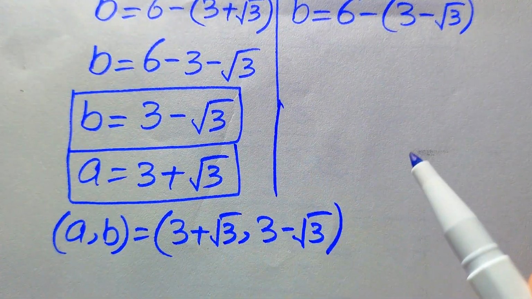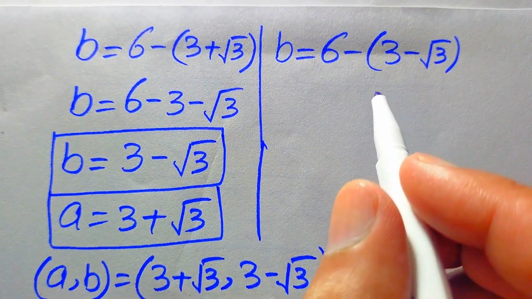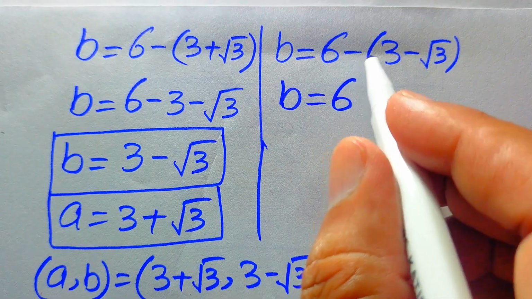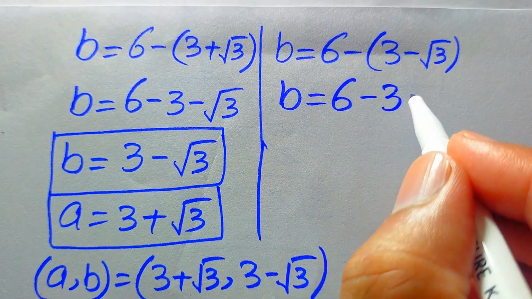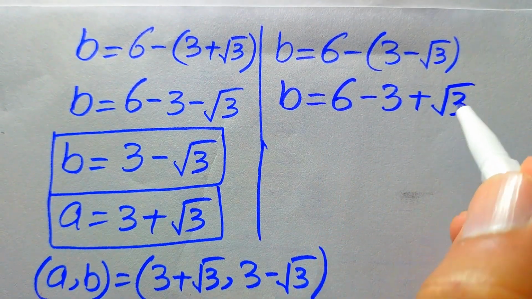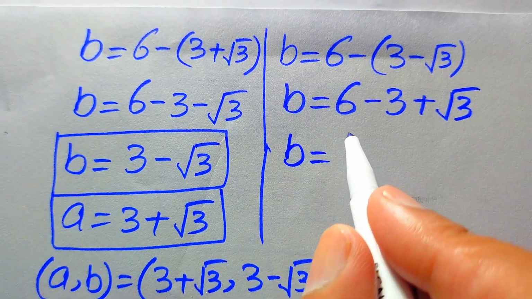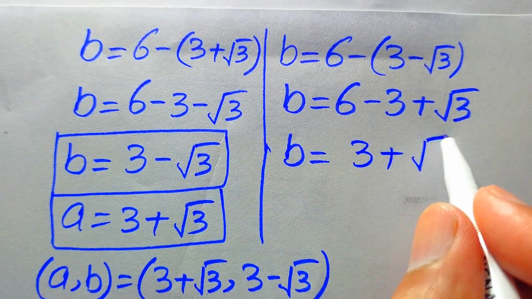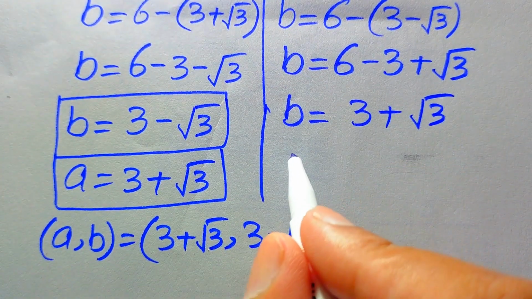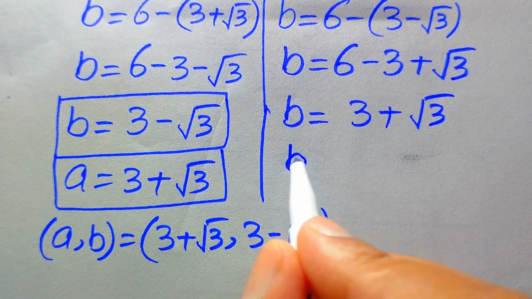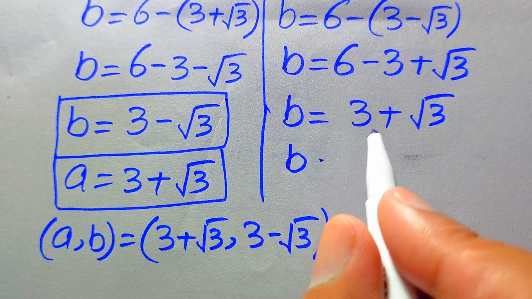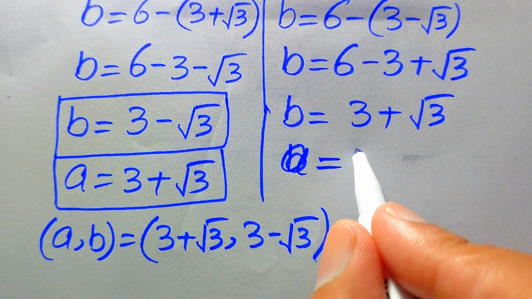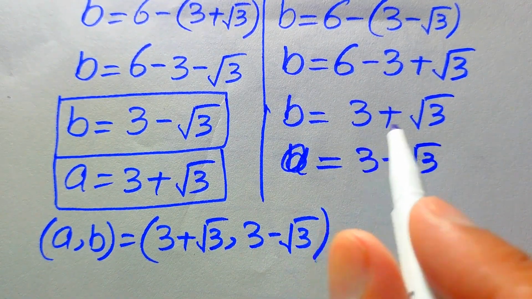This is the first root which we get here, and now we need to simplify this equation, and we get b is equals to 6, and we multiply this negative sign on both of these two values, and we get minus 3 plus square root of 3. So we get b is equals to 6 minus 3 becomes here 3 plus square root of 3. And further we have this is the value of b corresponding to the value of a is equals to 3 minus square root of 3.